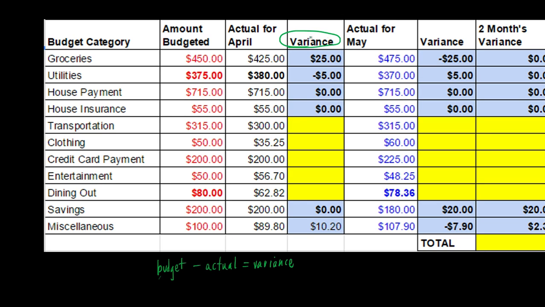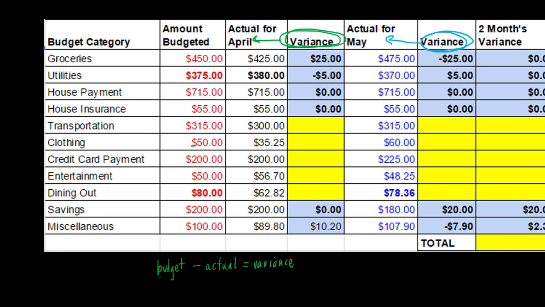Now, this variance that I have circled corresponds to our April budget. And our other variance, this one, corresponds to your May budget. But you're comparing both of them to this amount budgeted in red. So think of the column in red as this person's recurring monthly budget. So they have the same budget every month, but obviously your expenses month to month will differ.